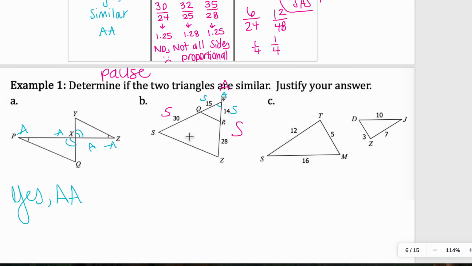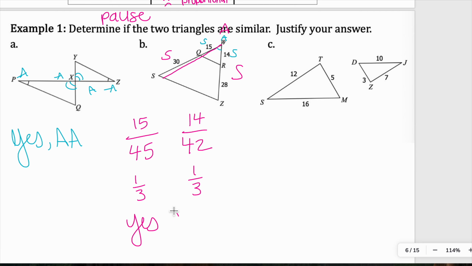And something you can do is think about the smaller triangle has 15, but the larger triangle has 15 and 30, so that'd be 45. And then the smaller triangle has 14, but the larger triangle, if you just take 14 and add your 28 to that, you're going to get 42. Okay, so if I decide to simplify these, 45 can be divided by 15, I'm going to get 1/3, and 42 divided by 14 is also going to give me 1/3. So for letter B, I can say yes using side, angle, side.